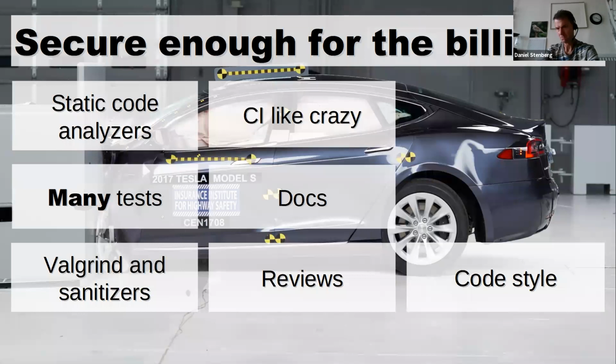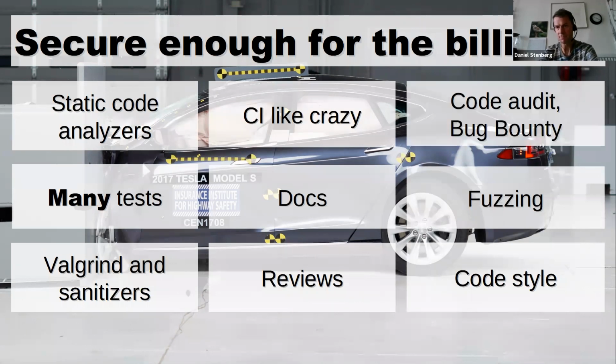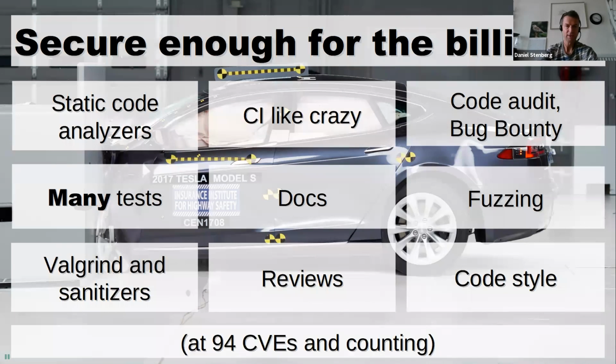Still happens, of course. But we do this to limit the risks, at least, to do as good as we can. And we're also doing fuzzing. We're part of the OSS Fuzz project, for example, that is running fuzzing tests against cURL nonstop. And a few years ago, we had a code audit done by an external security company, and we have a living bug bounty. So we're paying security researchers for security vulnerabilities they can report. And we're now at 94 CVEs and counting.